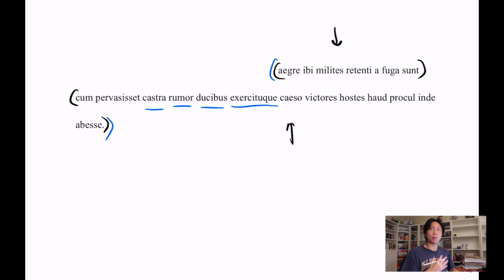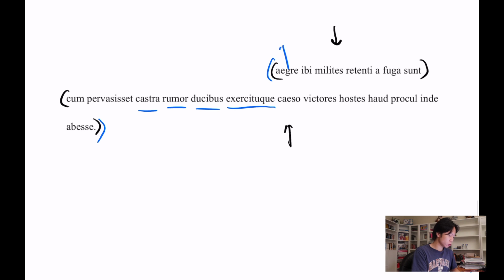And this is what I mean by also, you want to bracket for a purpose. You don't just want to bracket agre, ibi, milites, retenti, and sunt, because you get lost in the individual words and you aren't able to really see the entire sentence and translate it well. Okay, now that we've split it like this, then I look at the first part and I see if I can work anything out. So agre, I'm not too sure what that word means. And in fact, I'm not even sure what word class it is, because it could be a third declension noun, could be an adjective, could be an adverb.